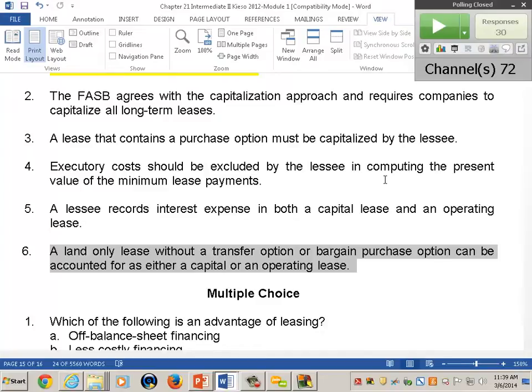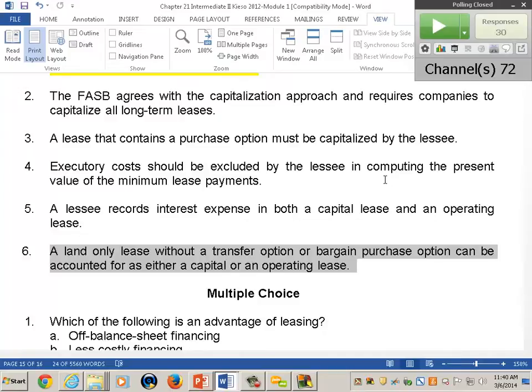And by the way, that is true even if it's with the building. It's not only land only. This happens to be a specific question. But if you have a building with the land and only the building is capitalized on the 75 and 90% test, the land has to be treated as an operating lease. Why? Well, just think about the test. The 75% test and the 90% test are not operable with land. Why?